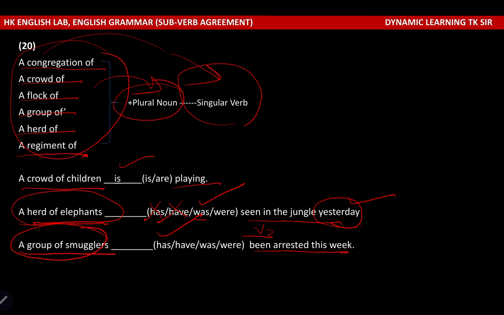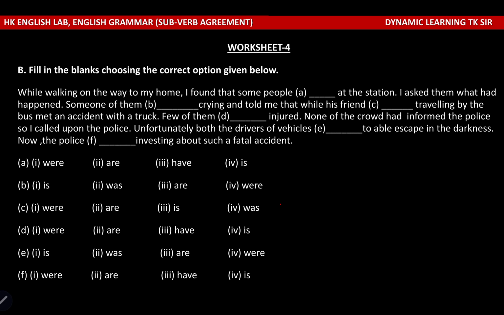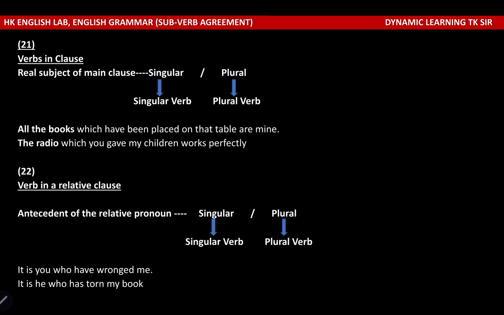Okay, next we'll discuss. Here is another worksheet for you all. Take a screenshot of this also. Counting down 5 seconds. 5, 4, 3, 2, 1. Okay, next another worksheet for you. 5, 4, 3, 2, 1.